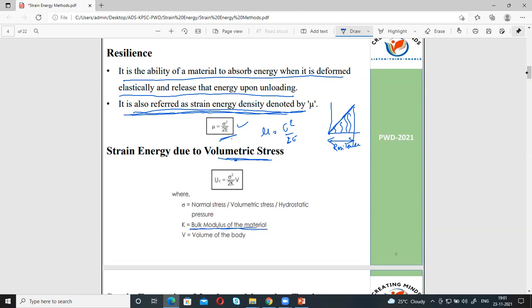What is bulk modulus? I have taught all the elastic constants. What is bulk modulus? What is bulk modulus? It is the ratio of volumetric stress to volumetric strain.